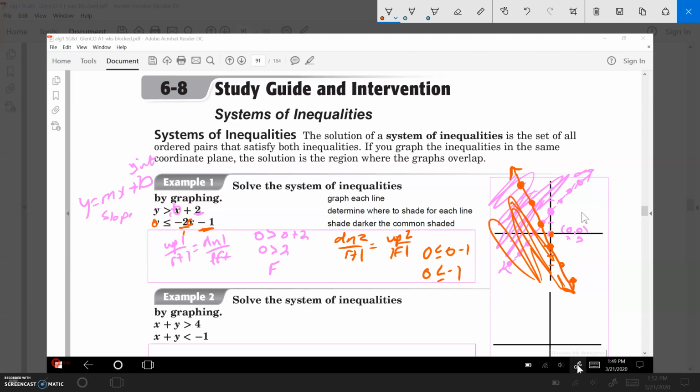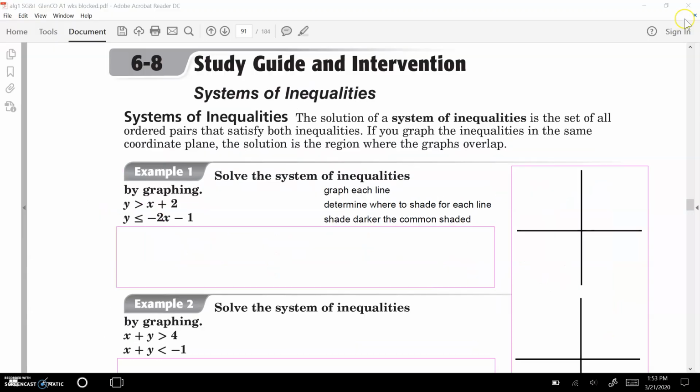So my combined overlapping region is here. Okay? So just make sure our double-shaded area, our overlapped area, is obvious. That is our overlap. Alright, let's look at example 2 here.